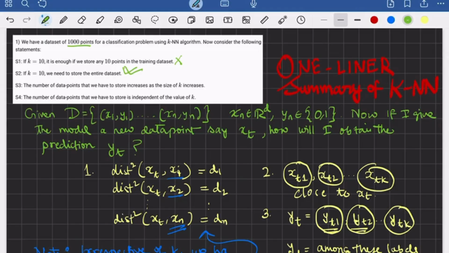This is true. The number of data points that we have to store increases as the size of k increases. This is again false, because just now we saw that it does not depend on k. The last option says the number of data points that you have to store is independent of the value of k. This is true. In fact, it's independent of the value of k. Furthermore, we have to store all data points. Okay.